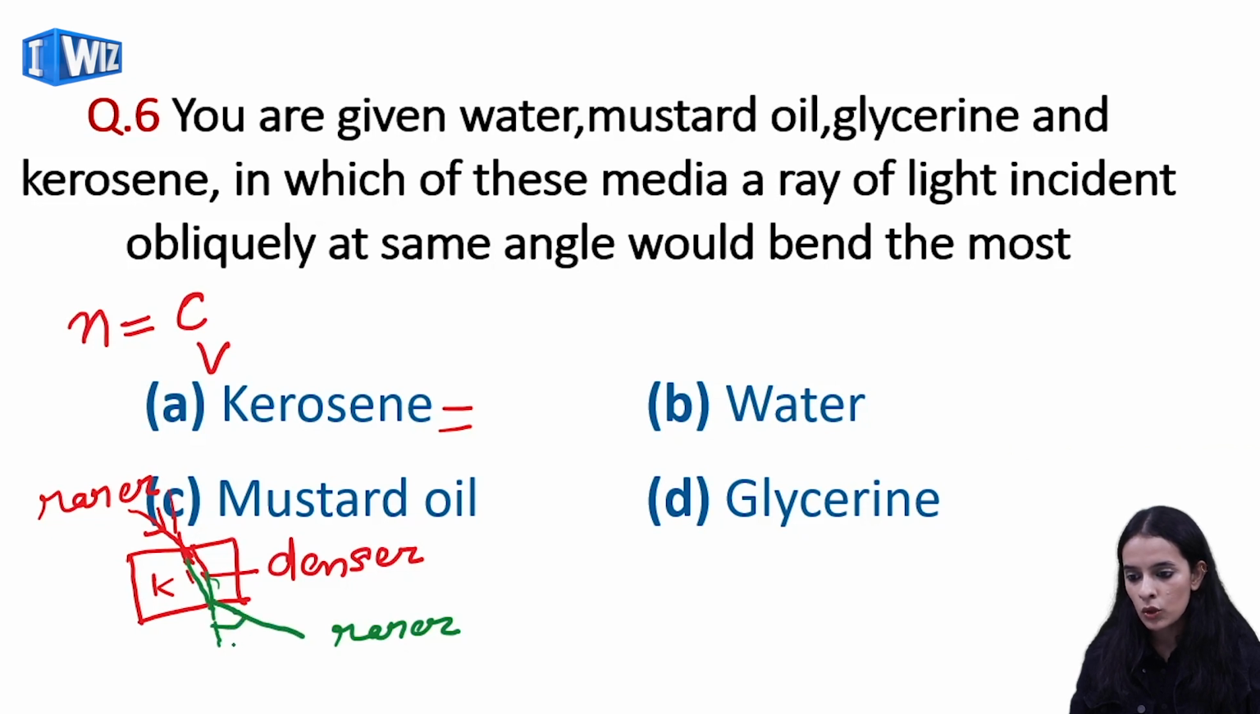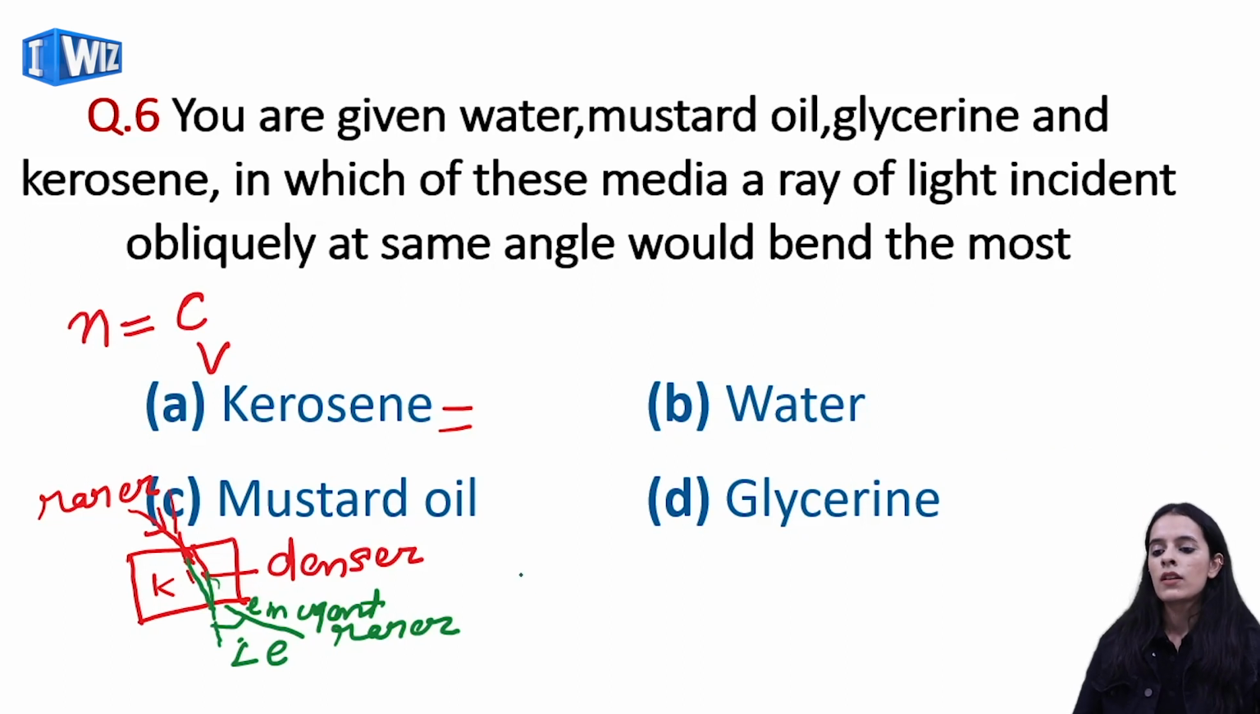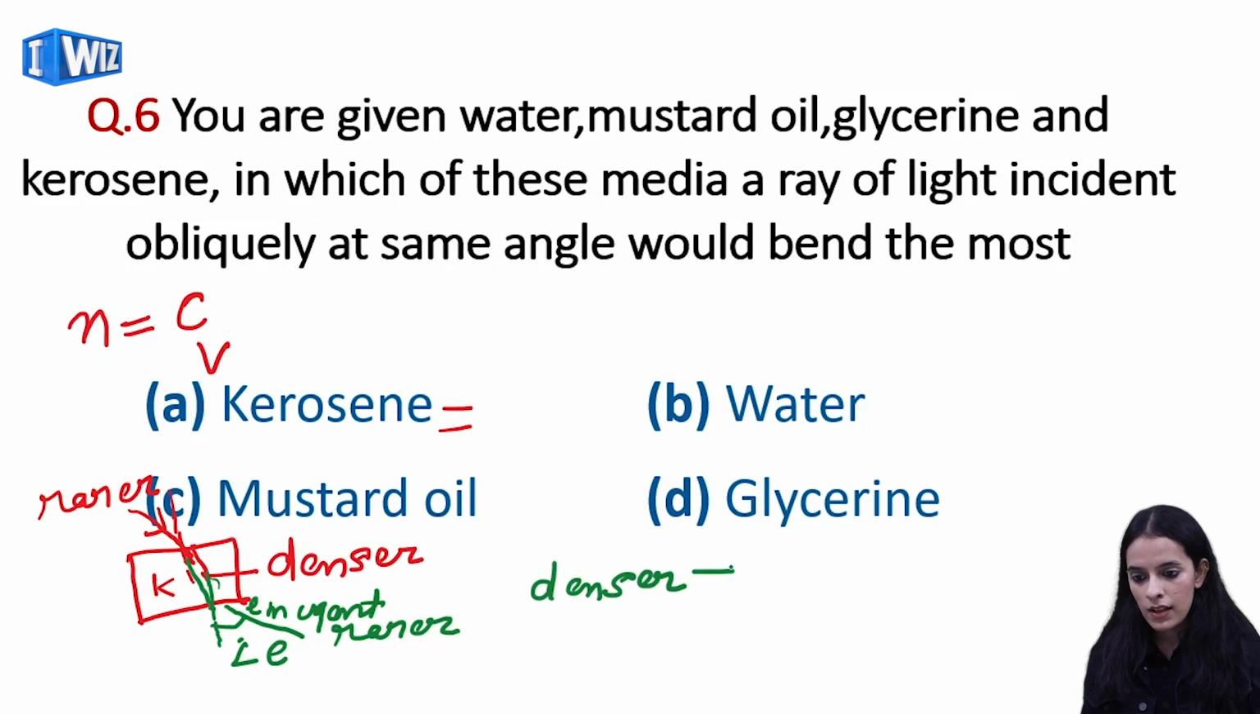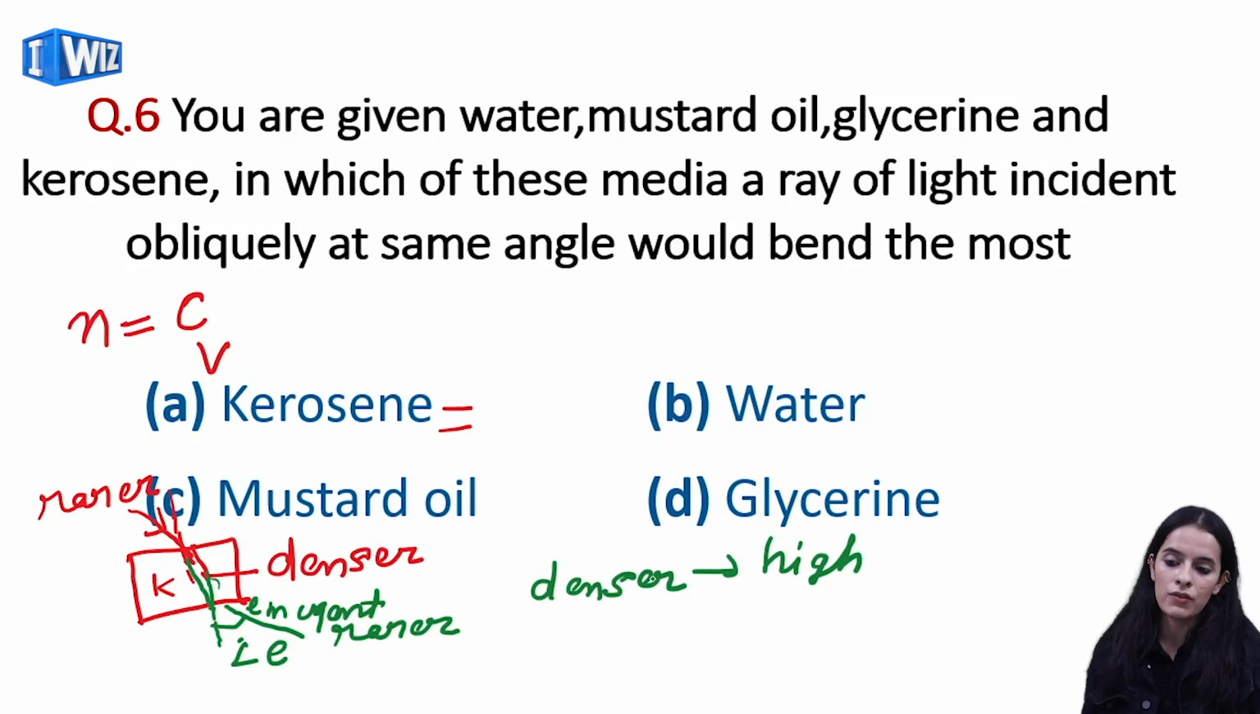This ray is called the emergent ray, and the angle made by the emergent ray with the normal is called the angle of emergence. The angle made by the refracted ray with the normal is called the angle of refraction. The angle made by the incident ray with the normal is called the angle of incidence. So the denser medium will always have a high refractive index. Why does it have a high refractive index?